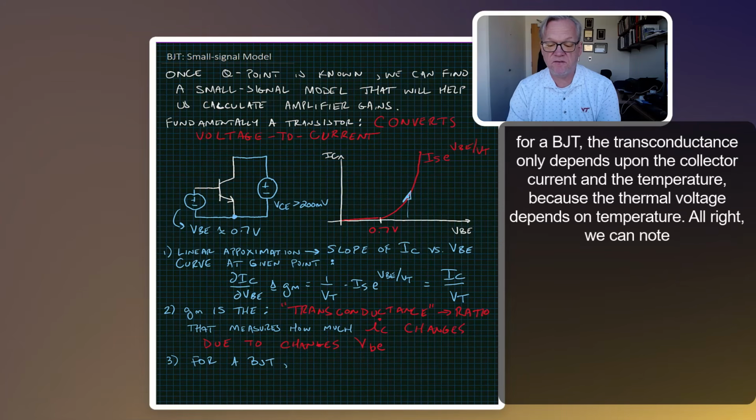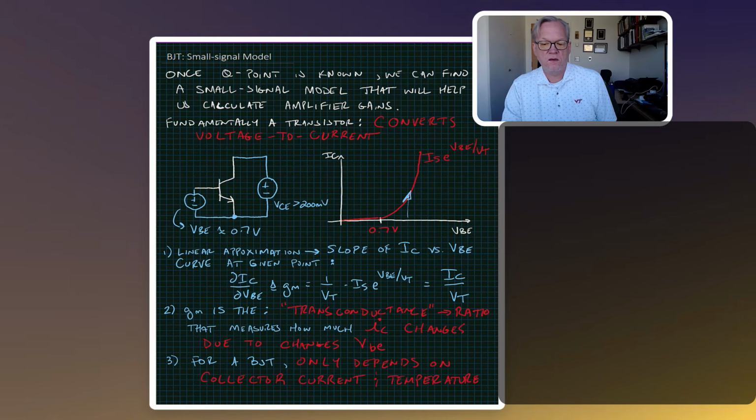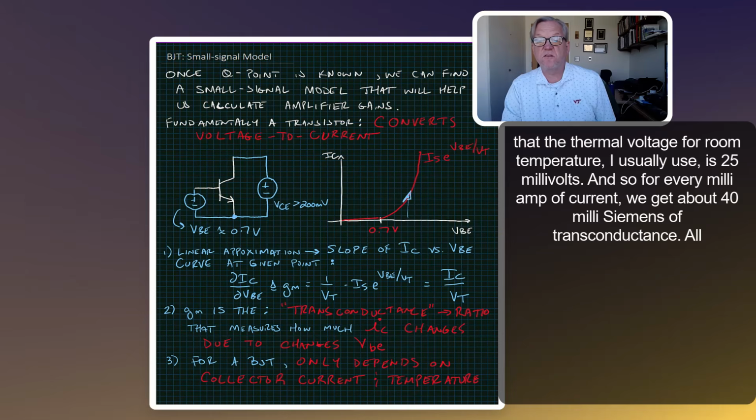Now we can see that for a BJT, the transconductance only depends upon the collector current and the temperature, because the thermal voltage depends on temperature. We can note that the thermal voltage for room temperature I usually use is 25 millivolts, and so for every milliamp of current, we get about 40 millisiemens of transconductance.